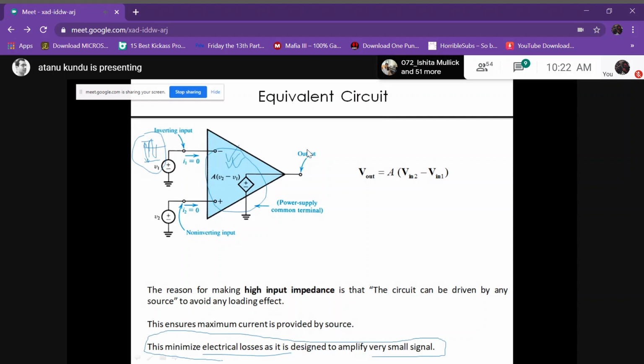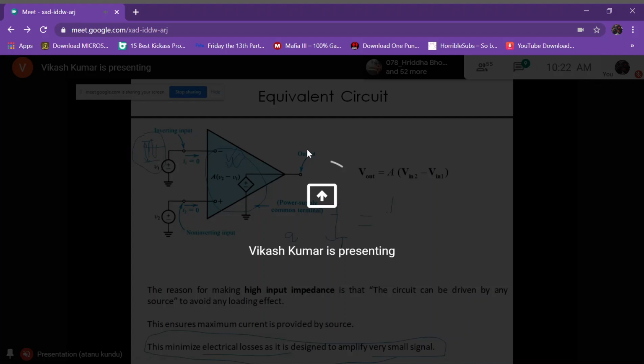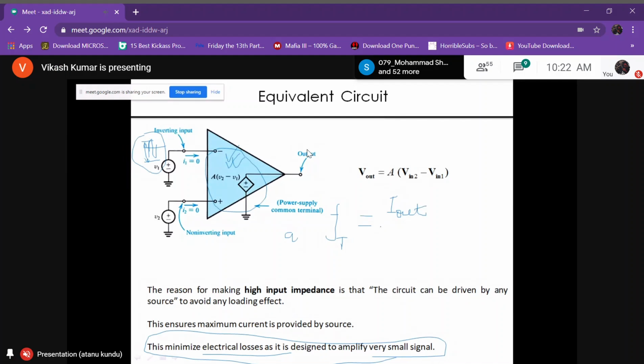Right? Okay, and the second reason is a very wonderful and very important reason: the cutoff frequency. Write down cutoff frequency, fT. If we define the cutoff frequency, it is I out by I in. My handwriting will not be good because I am using a mouse to write.